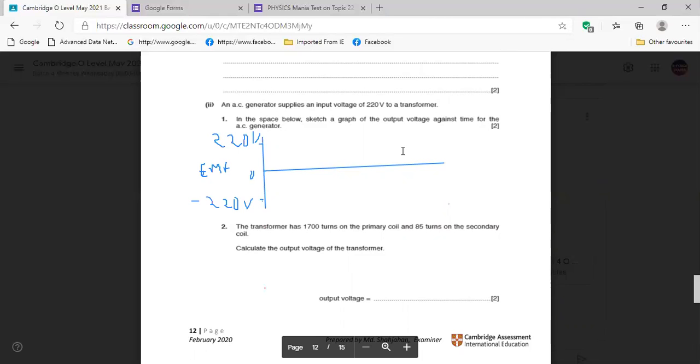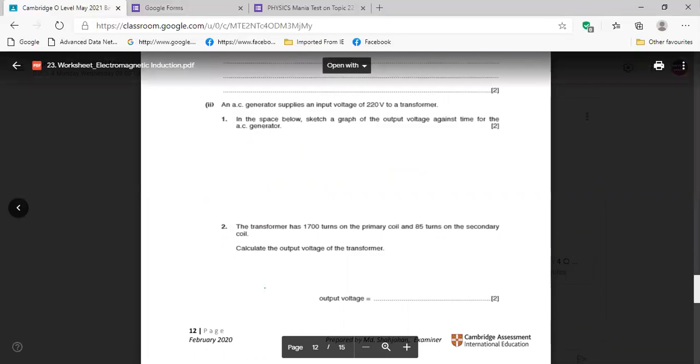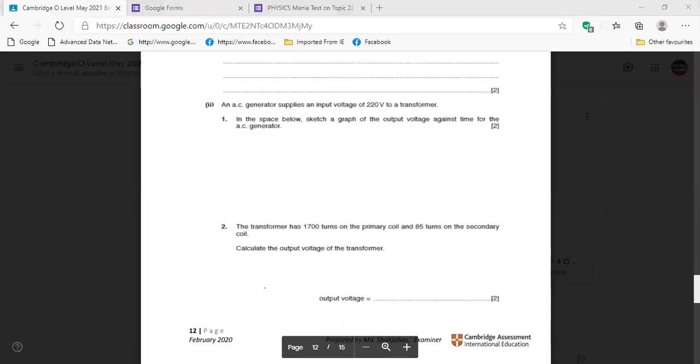Sir, it would be like this, right? And a continuous one. Yes, correct. Then next. The output voltage will be 11 volts. Vs by 11, Ns is equal to P. Yes, sir, 11 volt. Correct. Then next.